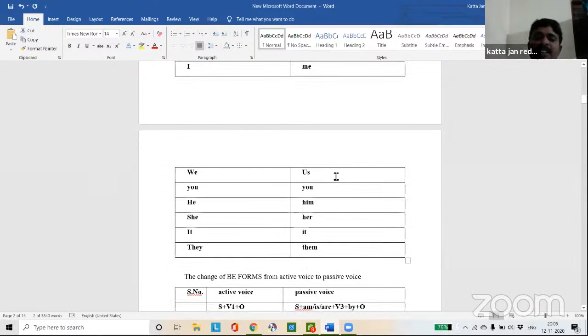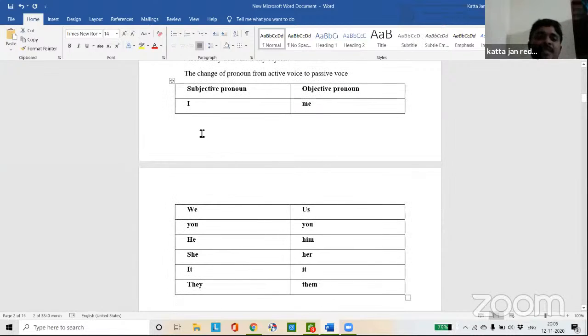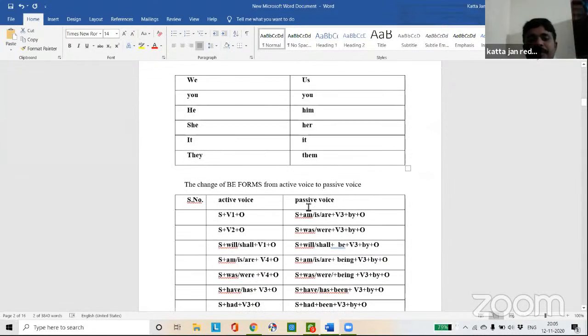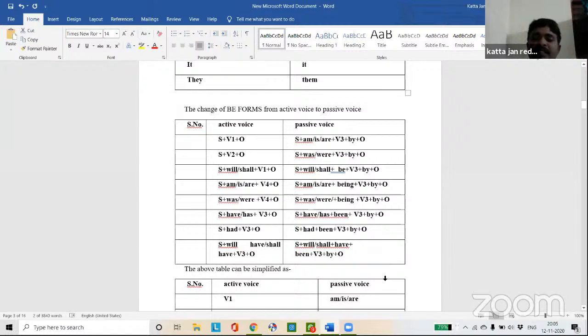Subject "me" becomes "us" as object. Subject "you" again as object. Subject "he" becomes "him", "she" becomes "her", "it" becomes "it", and "they" becomes "them". These are important in transforming active voice into passive voice or passive voice into active voice. Now, the change of be forms from active voice into passive voice is very, very important.